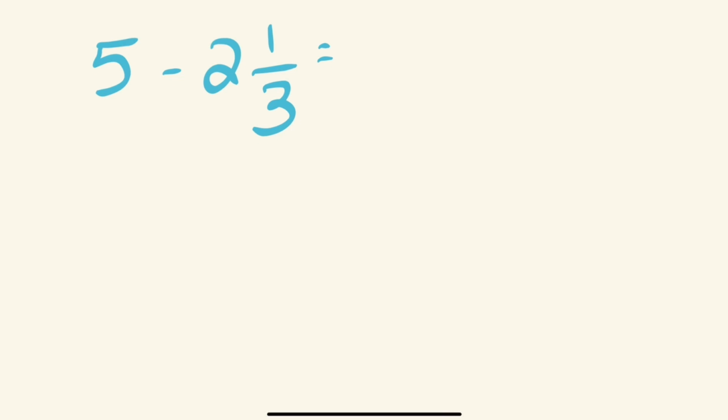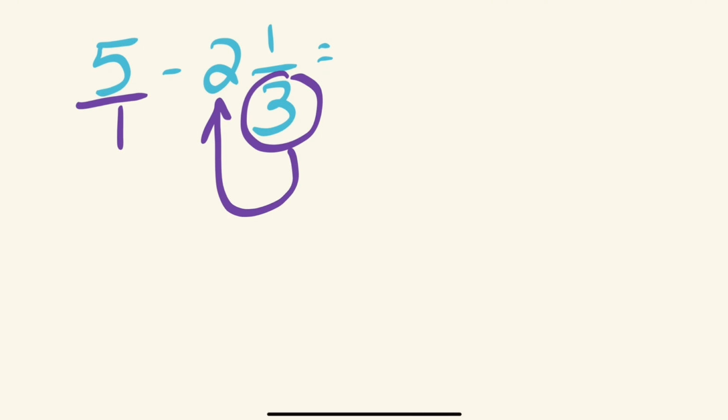How am I going to solve this? I have a whole number and a fraction. When I have a whole number and I'm subtracting a fraction from it, what we need to do is make that whole number a fraction. And the way that we can represent a whole number as a fraction is by putting a 1 as your denominator. And now we have 5 over 1 minus 2 and 1/3. Because we have a mixed fraction, we need to change this mixed fraction to an improper fraction. I do that by starting with your denominator.